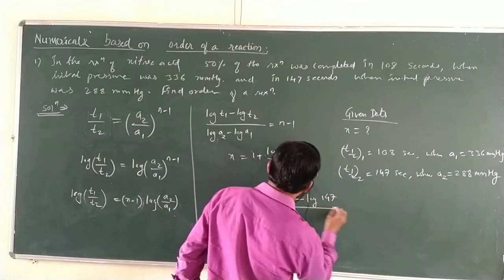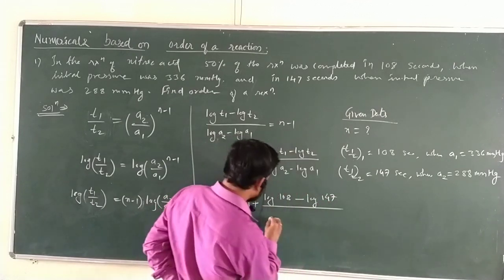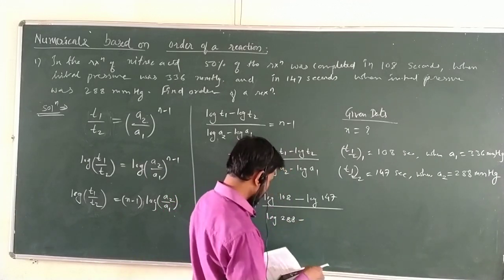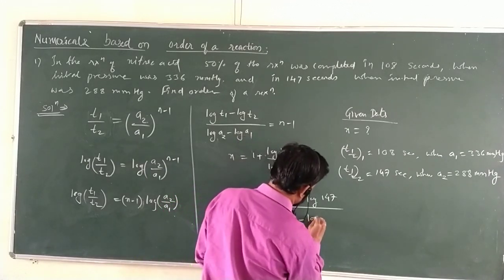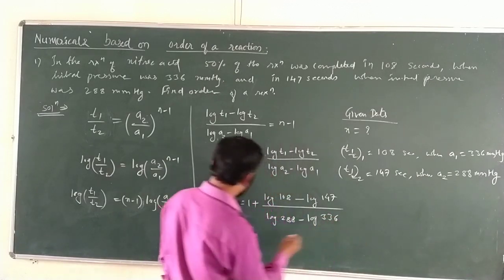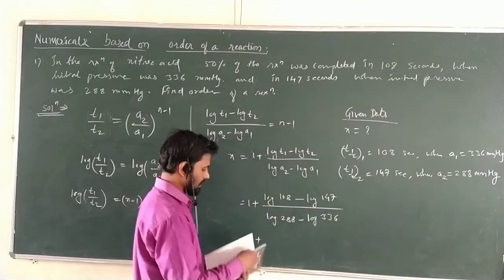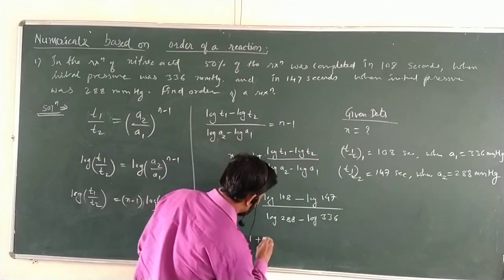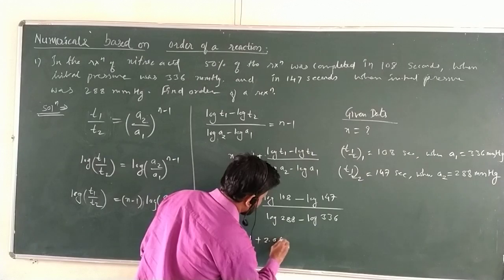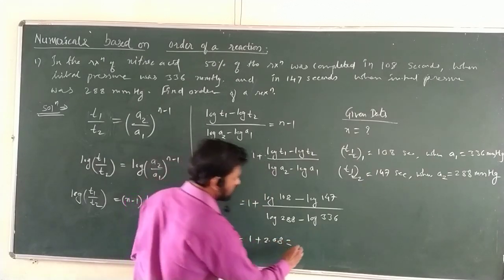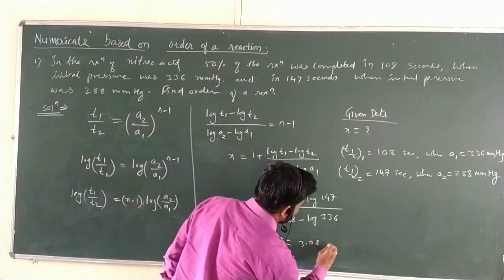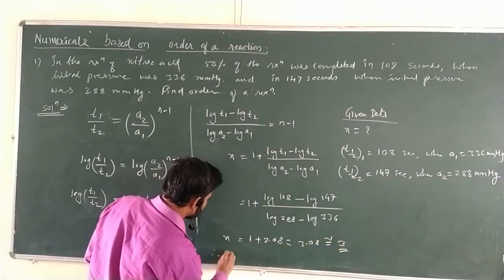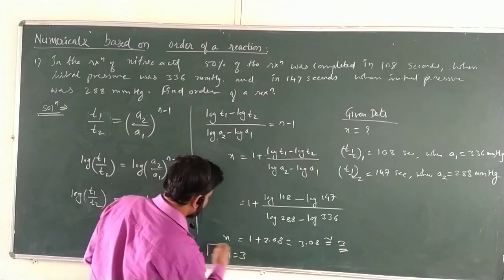147 upon, what is the log of A2? A2 is the log of 288, minus what is the log of A1? 336. After you simplify, you will get 1 plus, here I directly write the answer. Here you will get a 2.08 something value. 1 plus 2.08 means it becomes 3.08. This is nothing but the order equal to 3. So therefore n equal to 3.